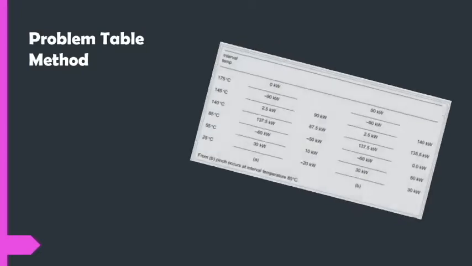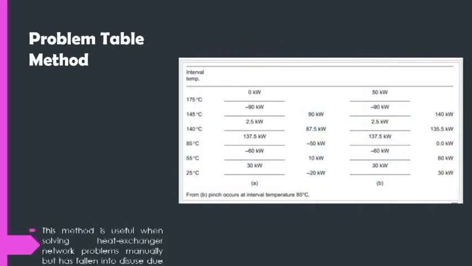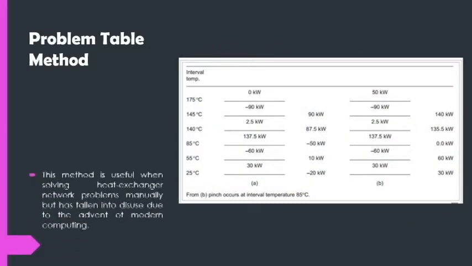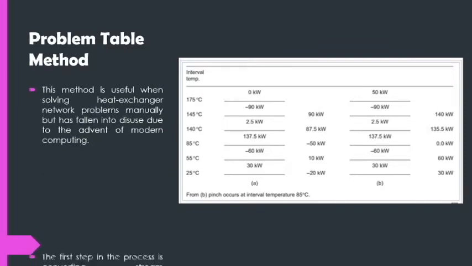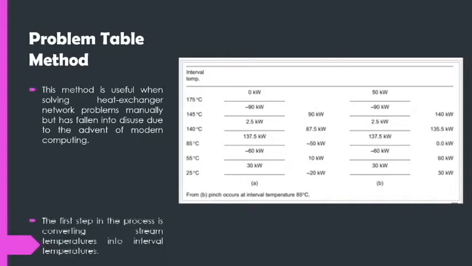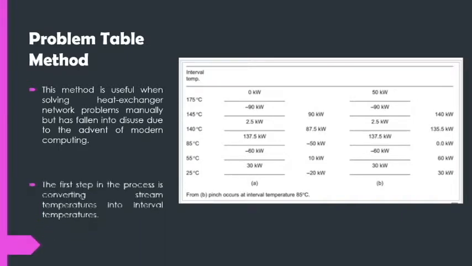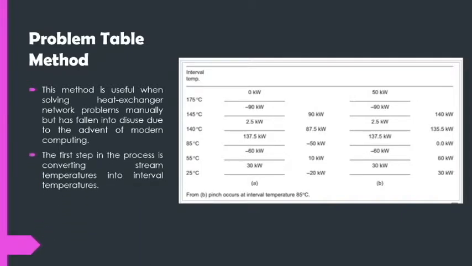The second one is the problem table method. This method is useful when solving heat exchanger network problems manually but has fallen into disuse due to the advance of modern computing. The first step in the process is converting stream temperatures into interval temperatures. The intervals are then ranked in order of magnitude, ignoring any repetitions.